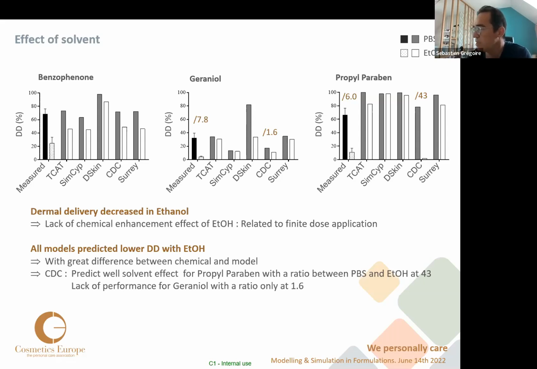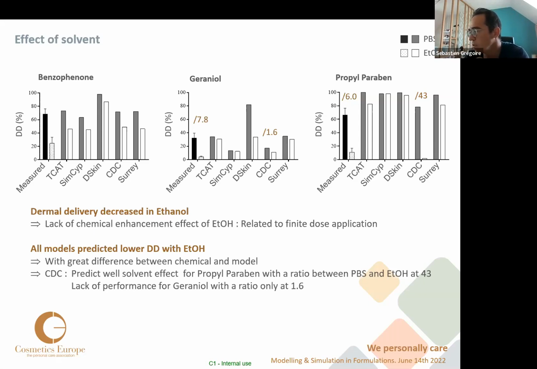But as you can see here, in black corresponding to the experimental value for the aqueous solution, and here in dotted bar correspond to the value with ethanol. For the three tested chemicals, with ethanol, the skin absorption decreased. It is really related to the fact that we are applying at finite dose, finite amount of vehicle was applied, and the ethanol should evaporate before entering into the skin and affecting the barrier function of the skin.